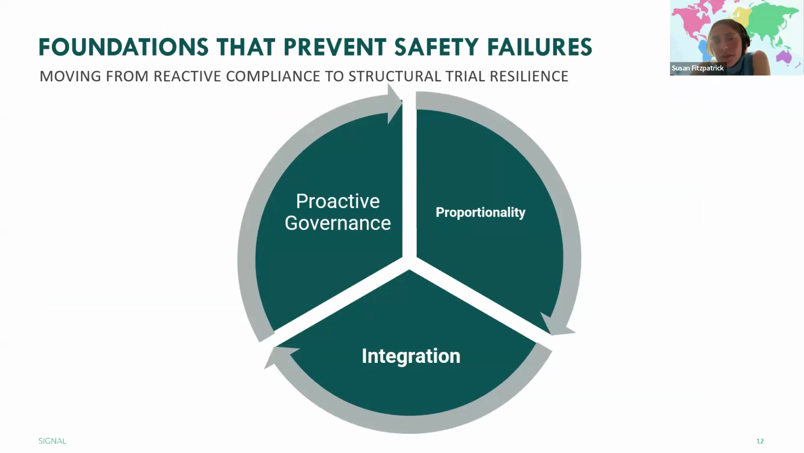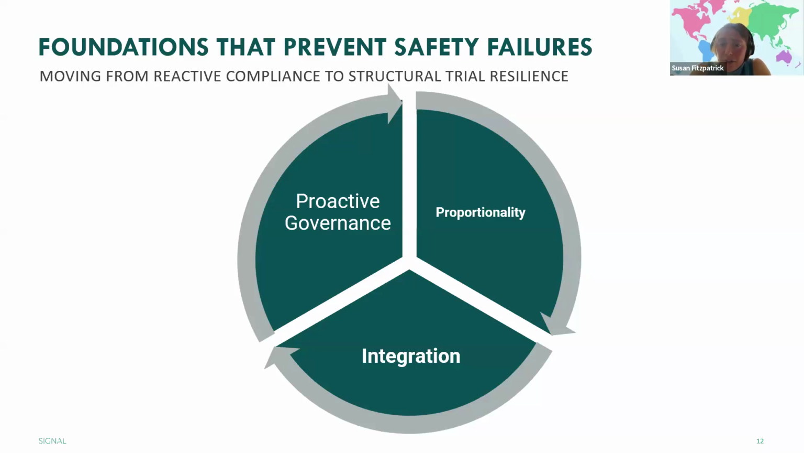Right. So, if someone asked me how to build an effective safety function from scratch, I'd focus on just three principles: governance, integration, and proportionality. Everything else can build around these concepts. So, the first is proactive governance. We don't wait until an annual safety report tells us something has gone wrong. Governance means that we're continuously reviewing and monitoring our safety data and safety processes so that we can identify risks as early as possible and put in place risk mitigation strategies that ultimately protect our patients.